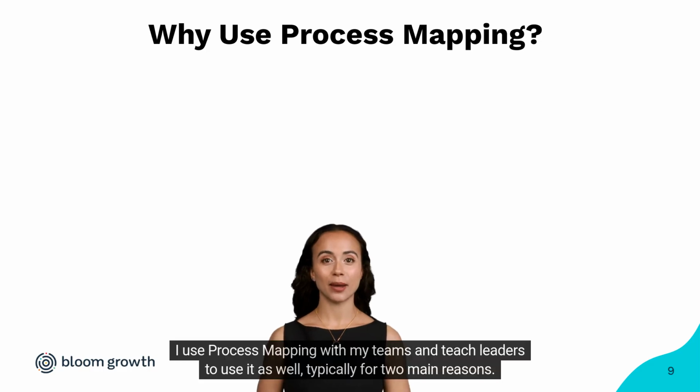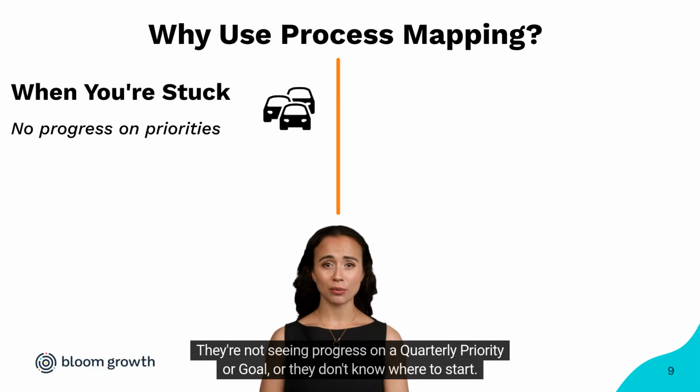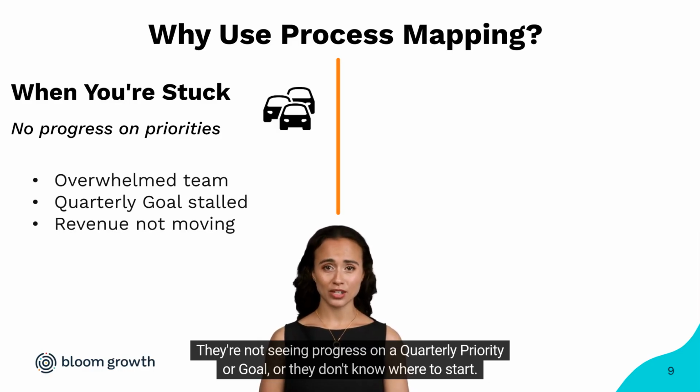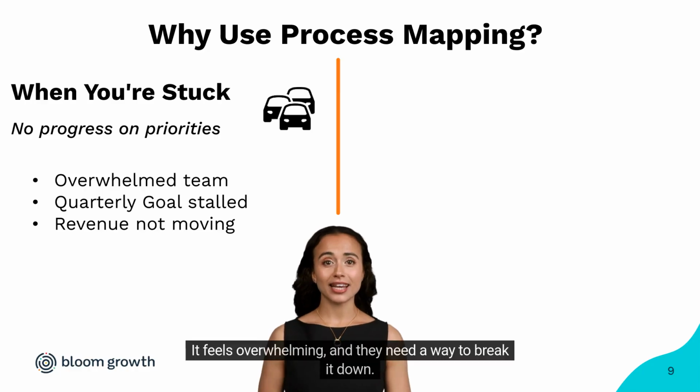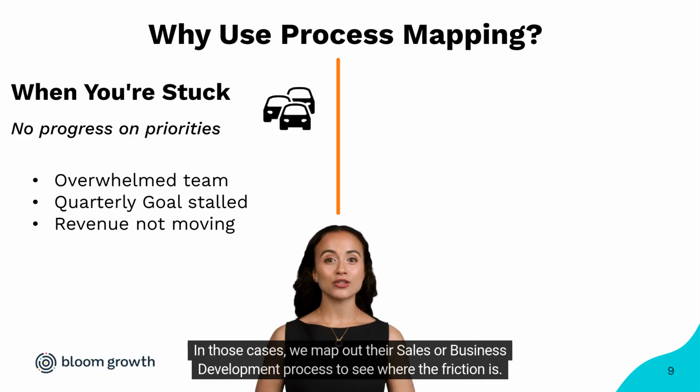I use process mapping with my teams and teach leaders to use it as well, typically for 2 main reasons. The first is when they're stuck. They're not seeing progress on a quarterly priority or goal, or they don't know where to start. It feels overwhelming, and they need a way to break it down. Maybe they're struggling to move revenue forward despite trying everything. In those cases, we map out their sales or business development process to see where the friction is.